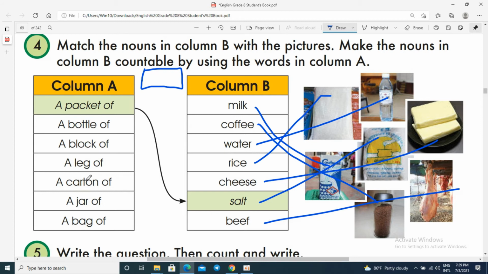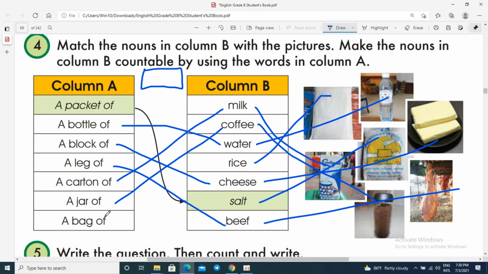Let's go on to the answer now, everyone. A bottle of what? A bottle of water, right. And a block of what? A block of cheese. A leg of what? A leg of beef, right. A carton of what? A carton of milk. I hope you're sure. A jar of what? A jar of coffee. A bag of what? A bag of rice. I hope you are all correct.